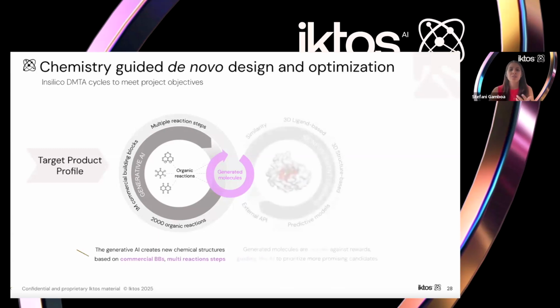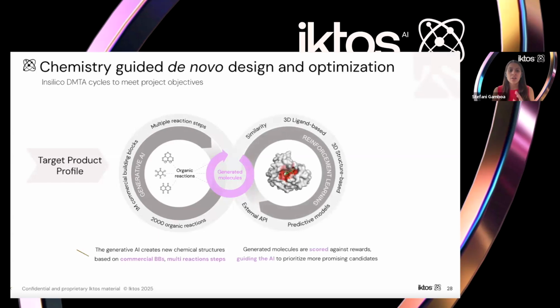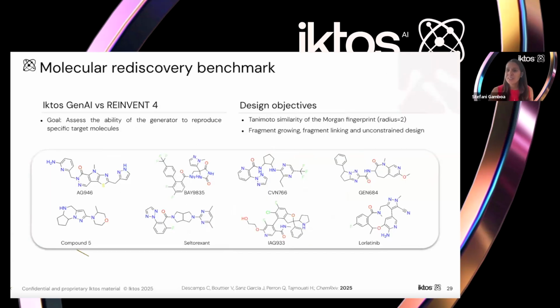Then we enter the optimization loop. These generated molecules are then scored using reinforcement learning based on how well they meet the target product profile criteria. These scoring systems act like a reward function, guiding the AI to prioritize more promising candidates in every iteration. So the result is a tightly integrated, chemistry-aware design cycle that doesn't just generate ideas, it delivers optimized, synthesizable molecules that also align to your target product profile and your real-world project goals. I will give the word now back to Quentin.